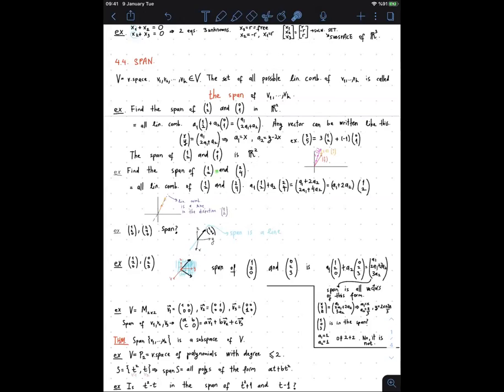For example, consider the span of these two vectors in R2, (1, 2) and (2, 4). The span is really the multiples of the vector (1, 2), because (1, 2) is on this line, and (2, 4) is also on this line. So all the vectors which can be written as a linear combination of these two vectors lie on this line.